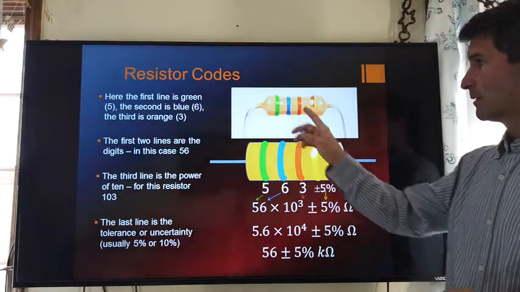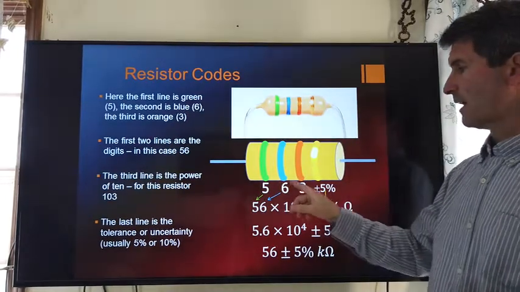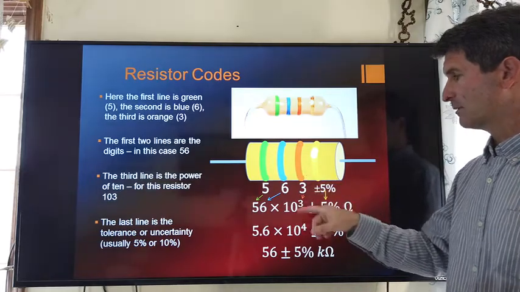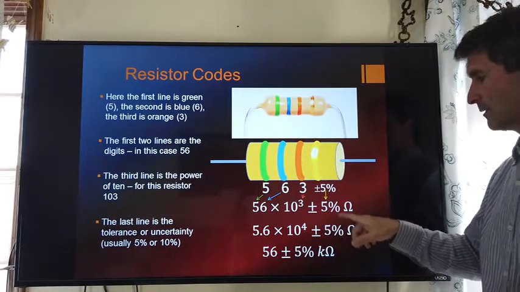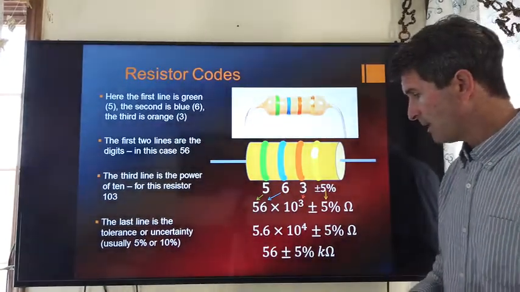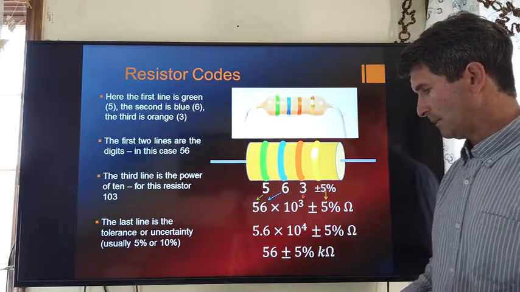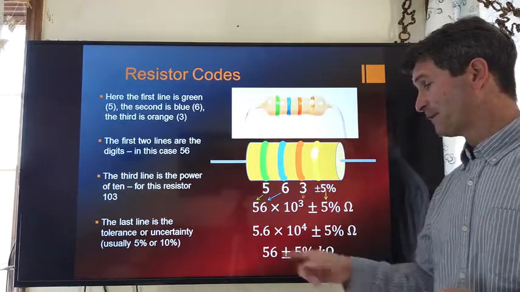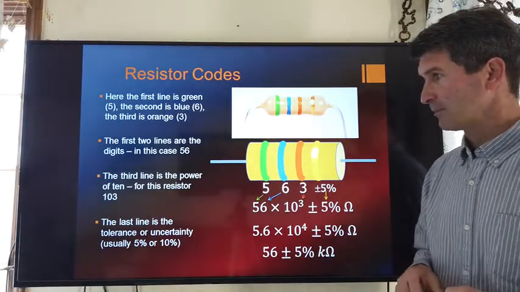Here's another one: green, blue, orange, gold. Here it's 5, 6, so 56 times 10 to the third. Orange is the third, or 3. And this is a gold band, so it's guaranteed to operate at a 5% tolerance, which means that this particular resistor, got to do my math here, is probably good from about 53 ohms to about 59 ohms. You can expect it to operate pretty well there.